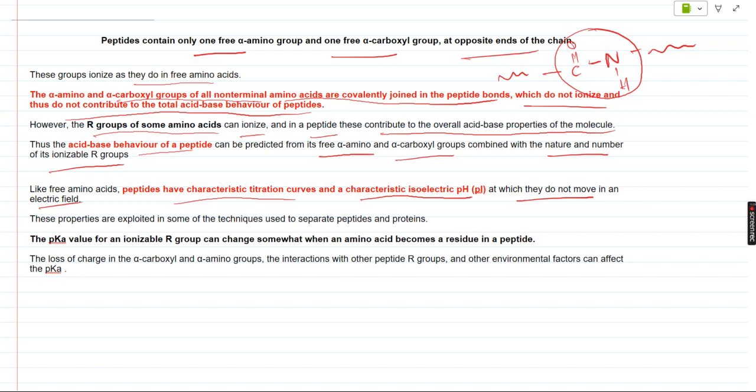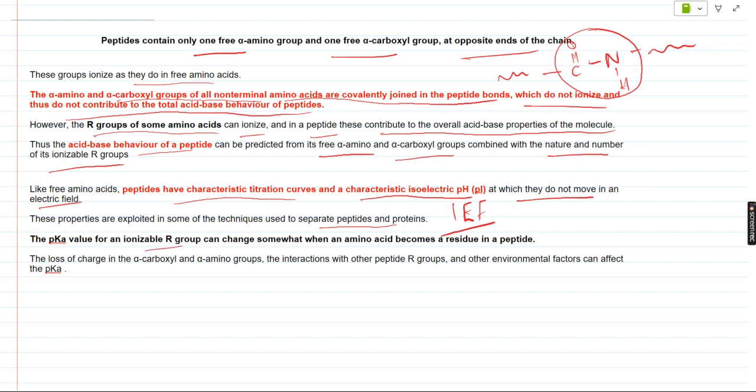So this particular property of peptides is being exploited to separate proteins and peptides in a given sample. Techniques that use this, one such example is IEF, which is called isoelectric focusing. I will be discussing more about this when I take up the techniques in future videos. I request all of you to stay tuned.